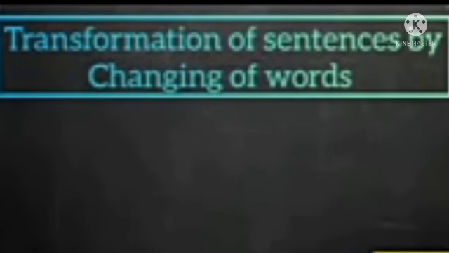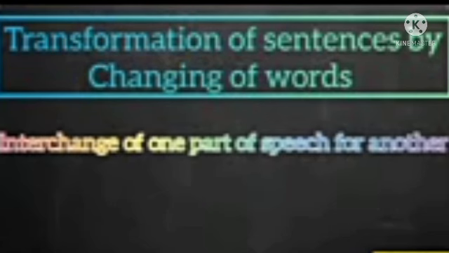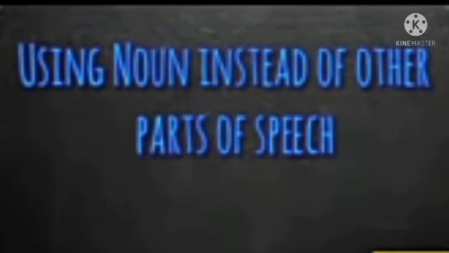So children, our next topic under transformation of sentence by changing of words is interchange of one part of speech for another. Without changing the meaning of the sentence, we can use one part of speech instead of the other part of speech. At first, we will see how we can use noun instead of other parts of speech.